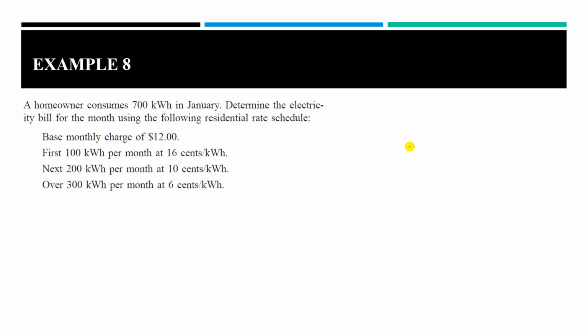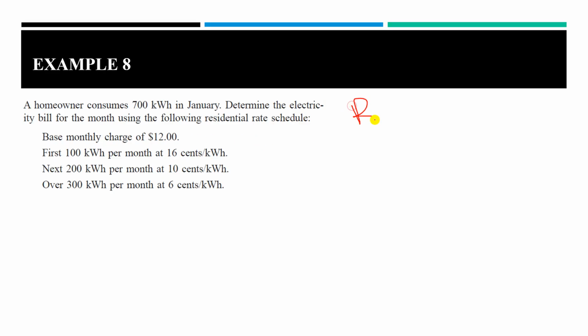Now let's have an example on an electricity bill. A homeowner consumes 700 kilowatt hour in January. Determine the electricity bill for the month using the following residential rate schedule. We have a base monthly charge of $12, the first 100 kilowatt hour per month at 16 cents, the next 200 at 10 cents, and over 300 kilowatt hour at 6 cents. What we need is to find the electricity bill. How can we do this?